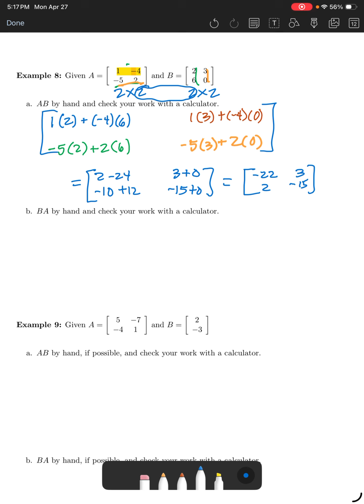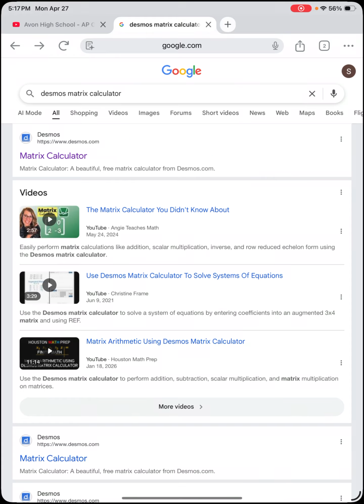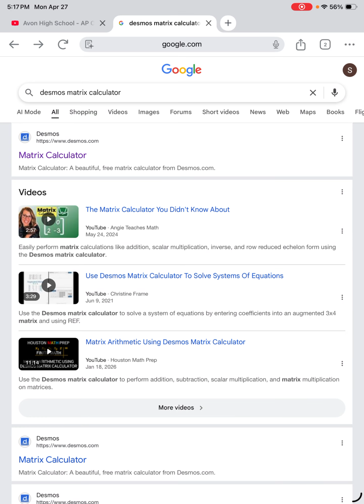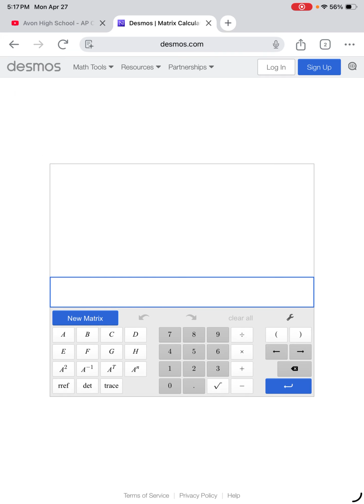The recommendation in the problem is to check your work with a calculator. I'm going to see if I can switch applications and this recording continue. If not, I'll have to do a separate recording for Desmos matrix. So this isn't the normal graphing Desmos. This is the matrix Desmos that we've talked about before.